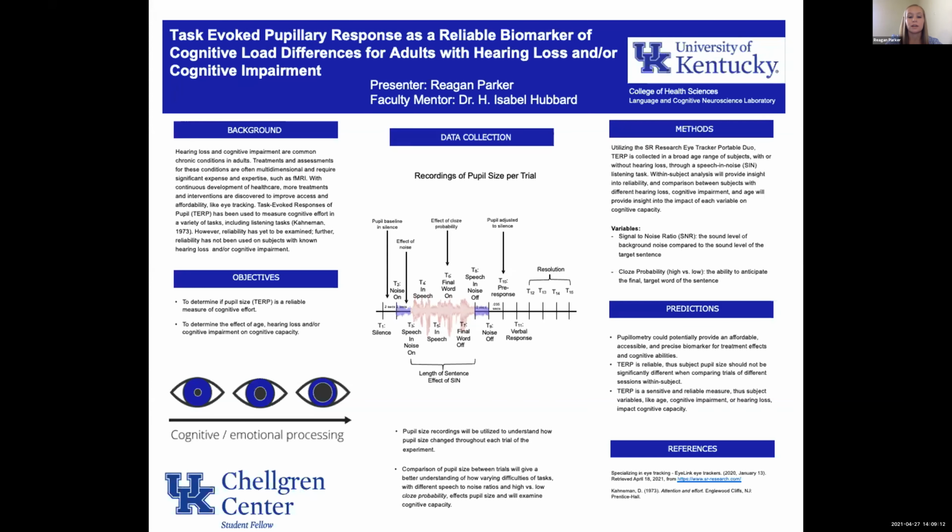T1 is a recording in silence and gives a baseline of pupil size in silence. T2 is pupil size recorded during noise and shows the effect of noise on pupil size. T3 is the start of the sentence, or speech and noise. So T3 through T5 show the effect of speech and noise on the pupil. T6 is the final word onset, and T7 is when we recognize the final word. T8 is the end of the sentence and marks pupil size as the sentence ends. T9 is noise off, so it shows the pupil size in noise after speech and noise.